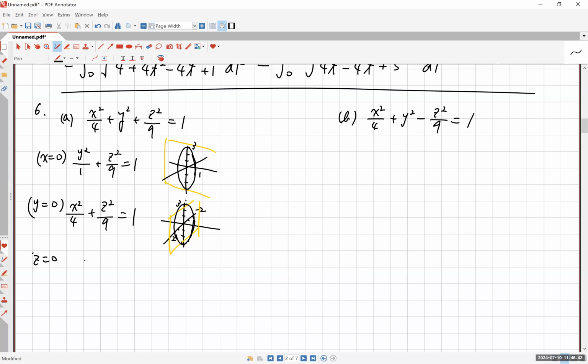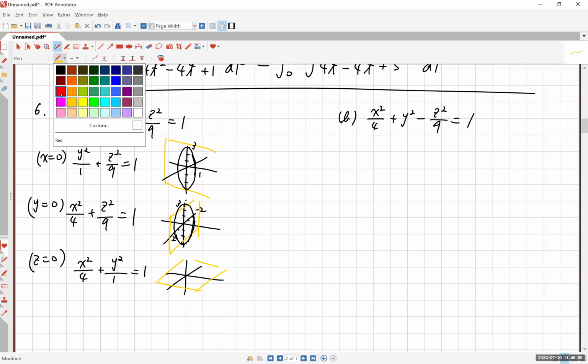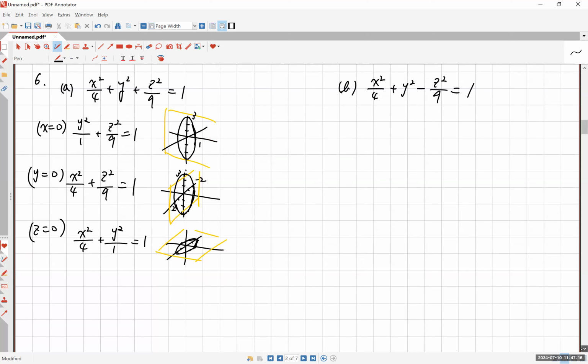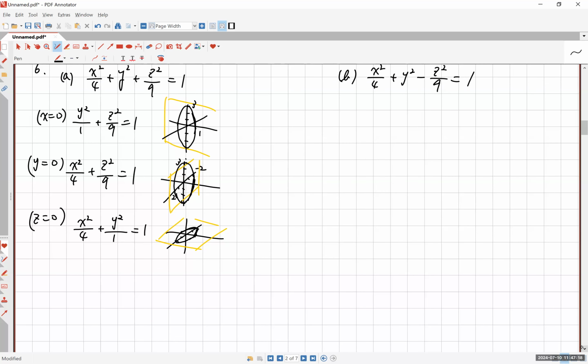If z is equal to 0, you have x squared over 4 plus y squared over 1 is equal to 1. And this time, of course, your canvas is the floor, the xy plane, because z is equal to 0. You take plus and minus 2 in the x direction, positive and negative 1 in the y direction. This is a kind of small ellipse. Now, what's important is you can't leave it here. What I need you to do is to combine all of these. And you already know this is going to be an ellipsoid.